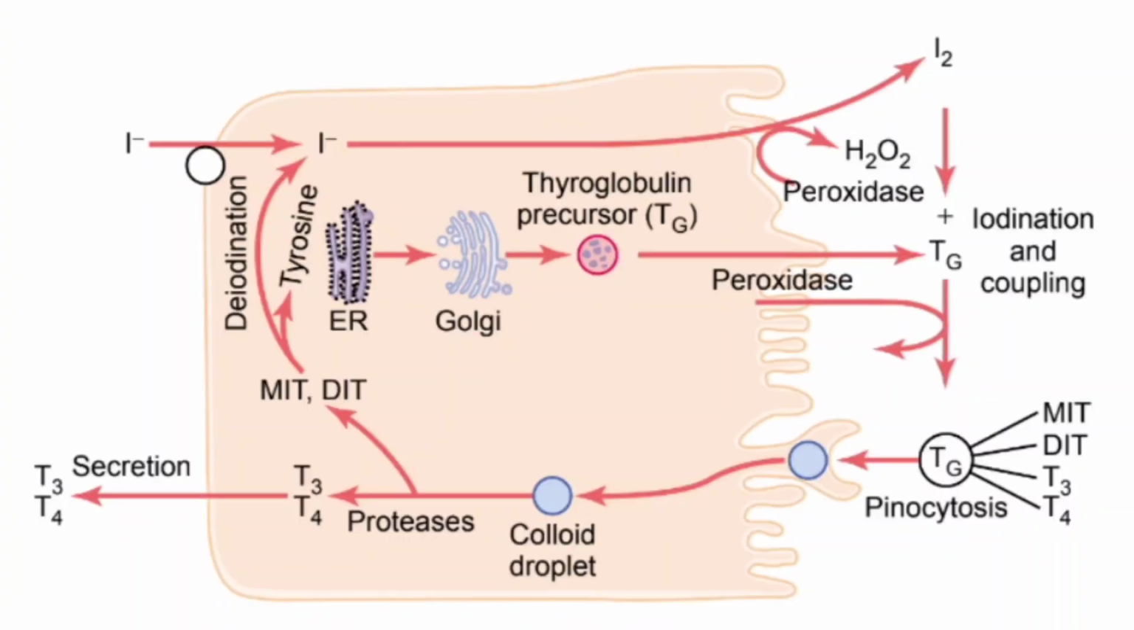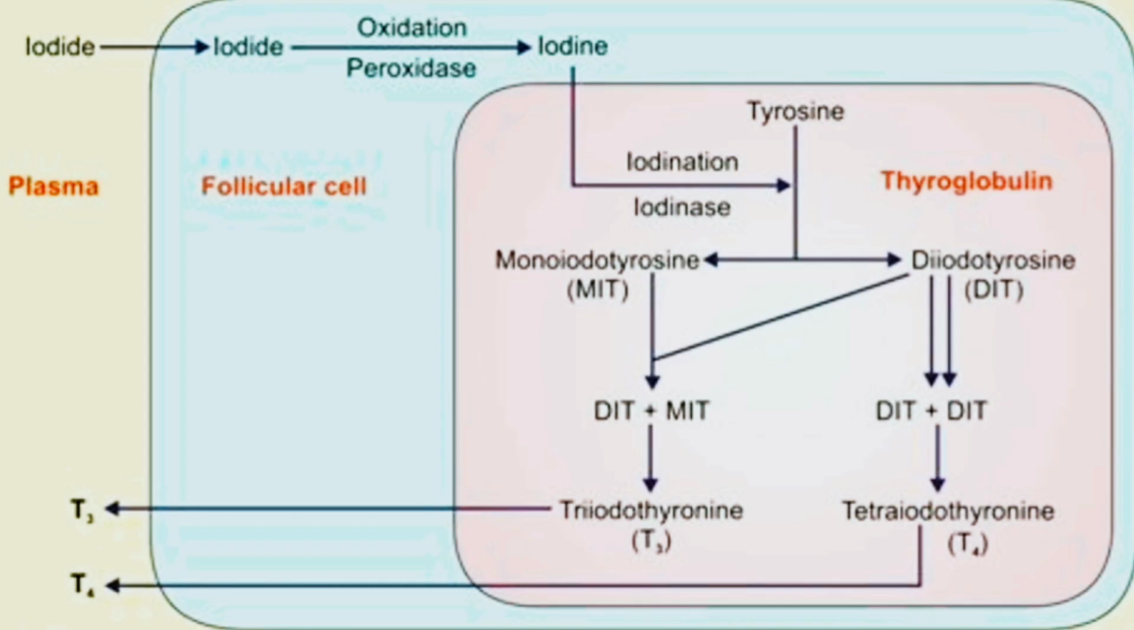Now after organification, what happens? There are certain reactions occurring, known as coupling reactions. So we now have MIT, monoiodotyrosine. One molecule of monoiodotyrosine combines with another molecule of monoiodotyrosine, forming diiodotyrosine, DIT. DIT combines with one more molecule of MIT, forming T3, which is our important hormone. Now DIT combines with another molecule of DIT, and it forms T4.